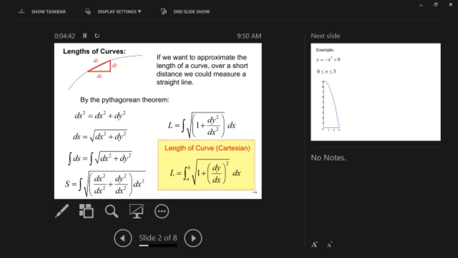You find the limits. It is the square root of 1 plus y prime squared times dx.